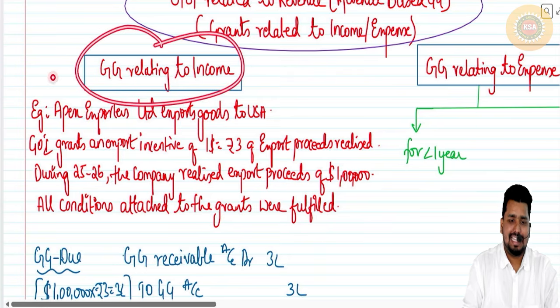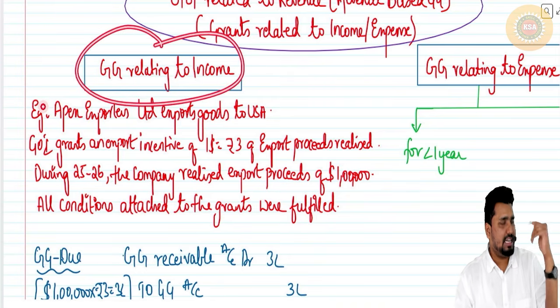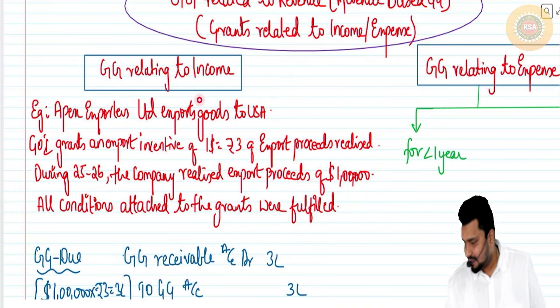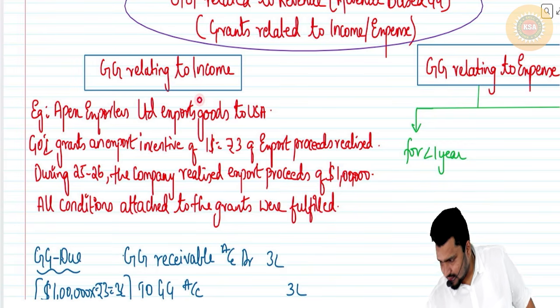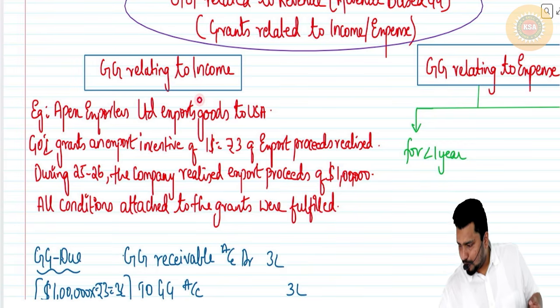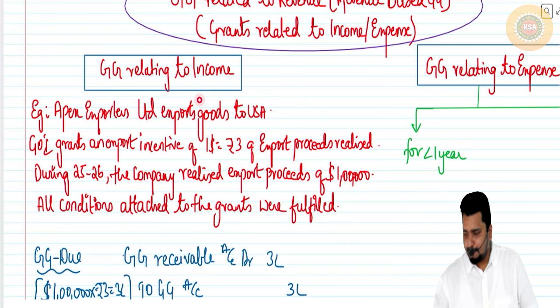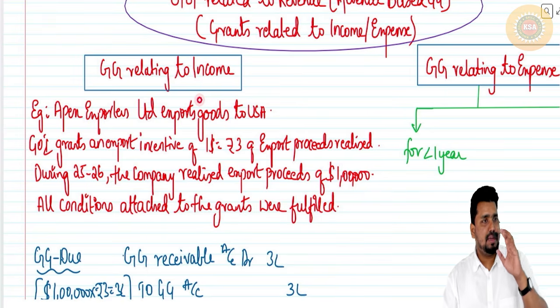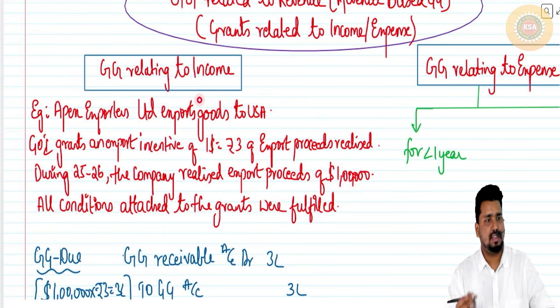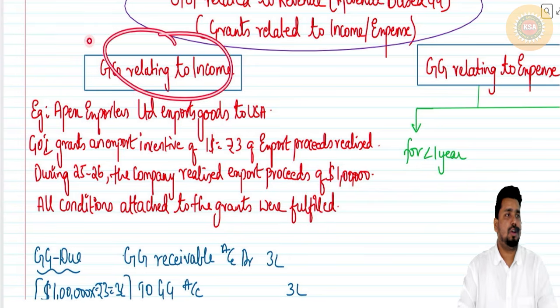Come on. Government grants relating to income. Clear? Government grants relating to, now it is fine. Ready? Listen. That AC is not on. Listen, government grants related to income.